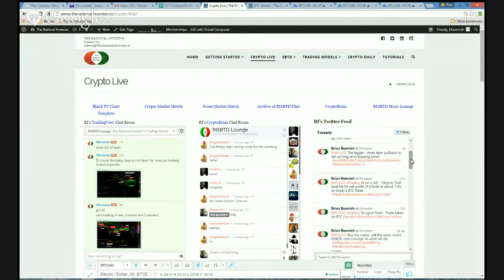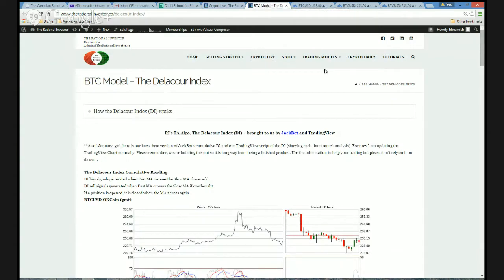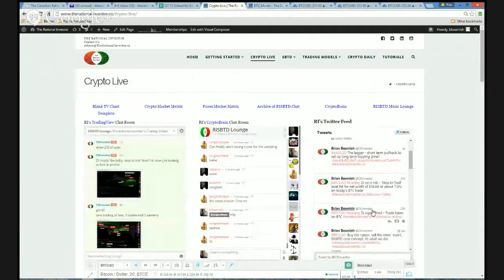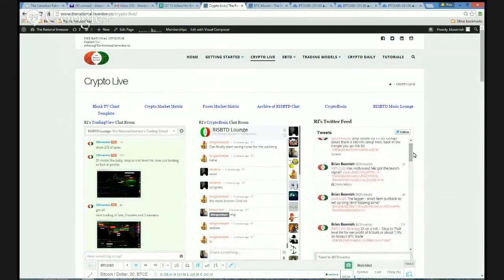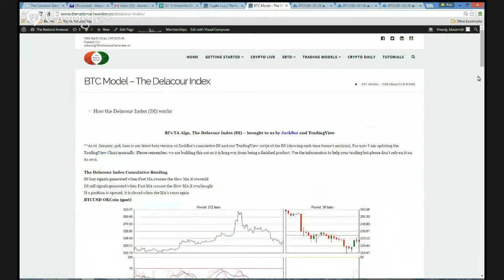Various different setups. We actually have a trading model that we're running called the Delacour Index now. And you'll notice on the Twitter feed, I'll basically just tweet when a signal fired. And if you want to learn more about it, come on over to the page. So that's basically what we've been doing. We've just started the model up and running, but I'm so impressed with the way the model's running. I'm just staggered. So I thought I'd just talk to you a little bit about what we've been doing lately here.